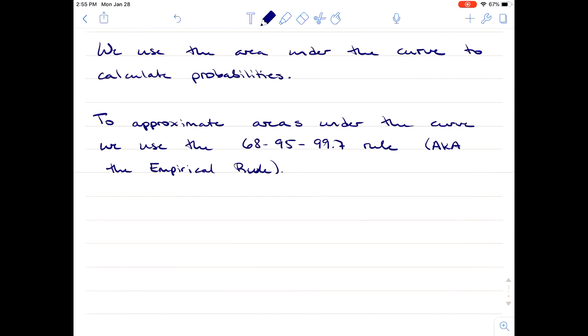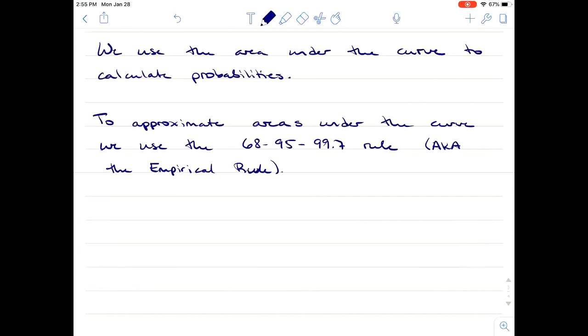And so it's just a quick way of saying, okay, I know between the first standard deviations on either side of the mean, I've got the central 68, 2 standard deviations 95, 3 standard deviations 99.7. Okay.